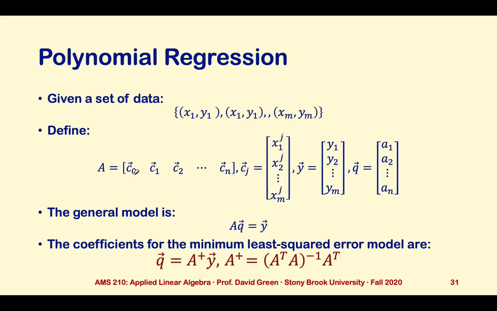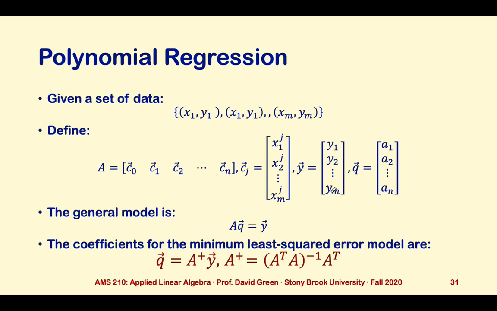When j is 0, this is x1 to the 0, x2 to the 0, and so on. This gives us a column of all 1s at the beginning. For j equals 1, this gives us the variables by themselves. For j equals 2, this gives us the variables squared, and so on, exactly as we saw. So we define this matrix, the processed x variables, with 1s in the first column.